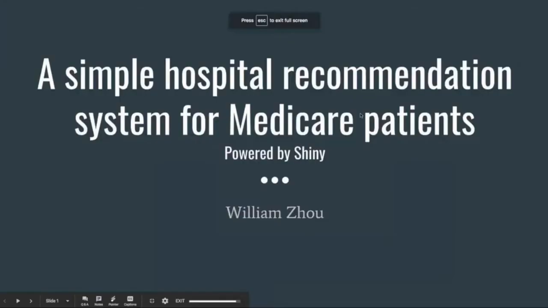What I'm going to talk about is a simple hospital recommendation system that I developed with Shiny. It's a data product prototype that uses public data sets from CMS.org, the official Medicaid and Medicare website. They have a lot of public data available, like hospitals, hospital quality, hospital cost, and diagnosis related group cost.